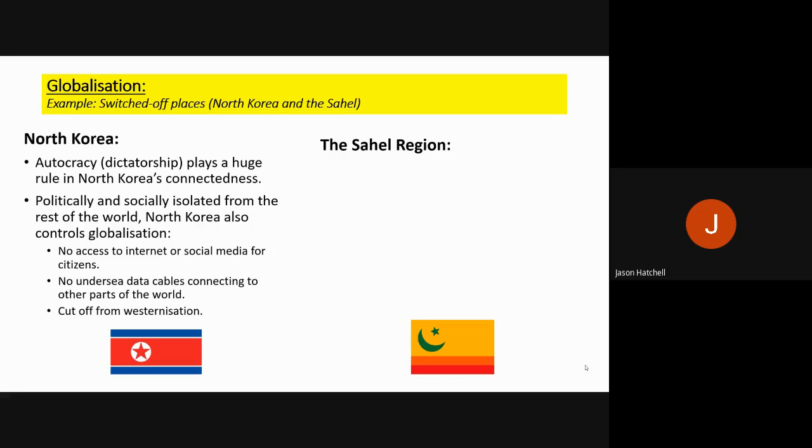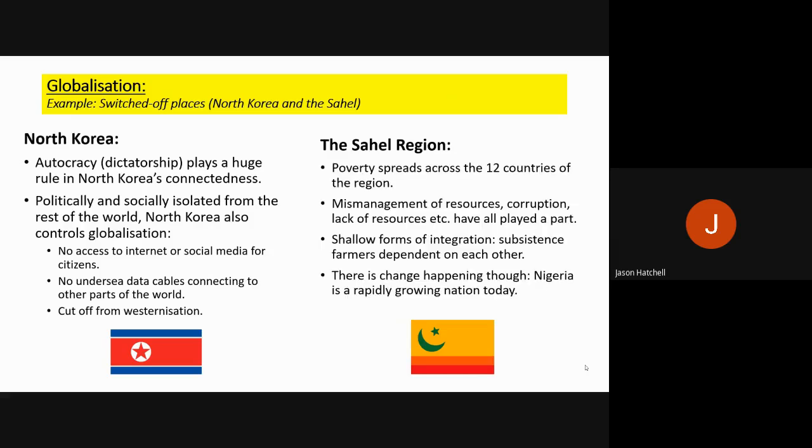The Sahel region is slightly different in the sense that it's not trying to restrict globalization, but because of its geographical position and its geographical features, it can't globalize much. Poverty is a major issue across the 12 countries of the Sahel region. There has been mismanagement of resources by governments, corruption and lack of resources, and they've all played their part in the Sahel region not really being able to fully take part in globalization.